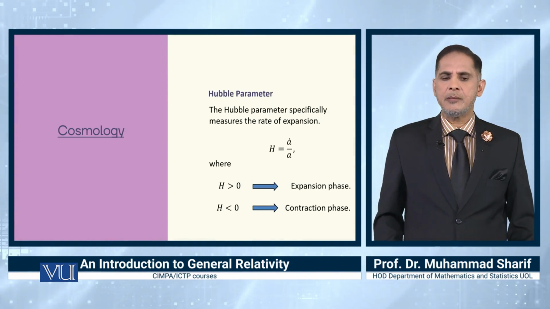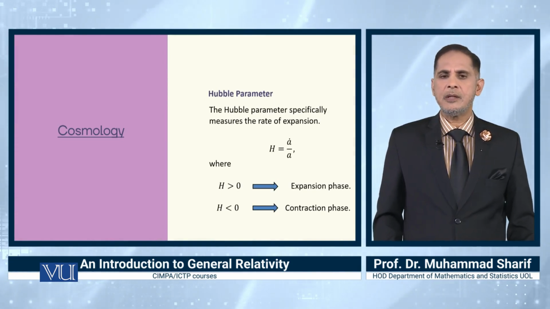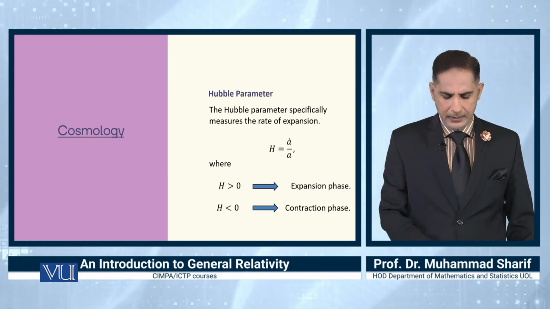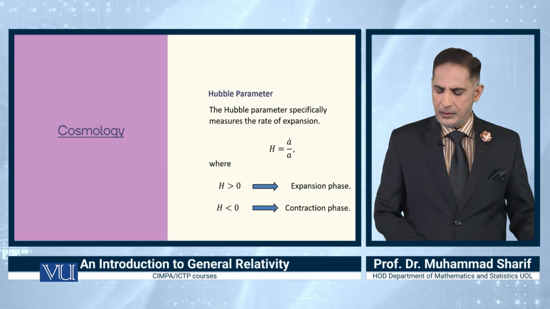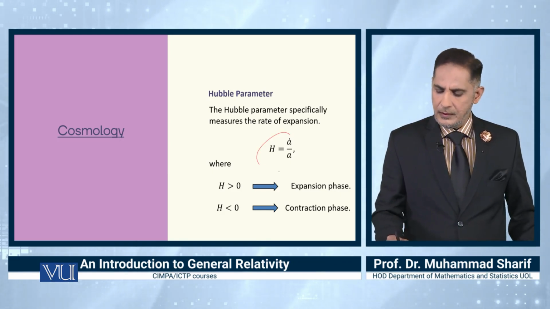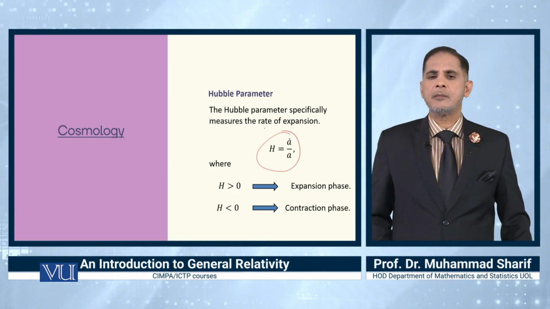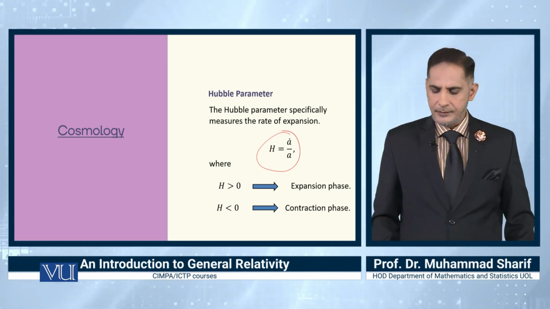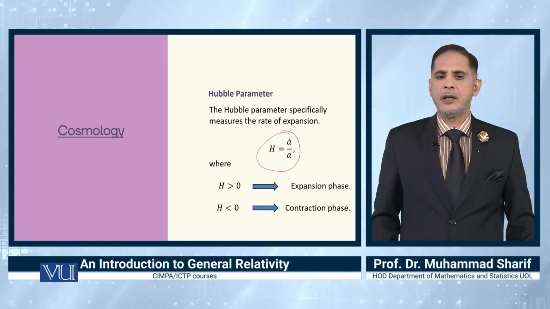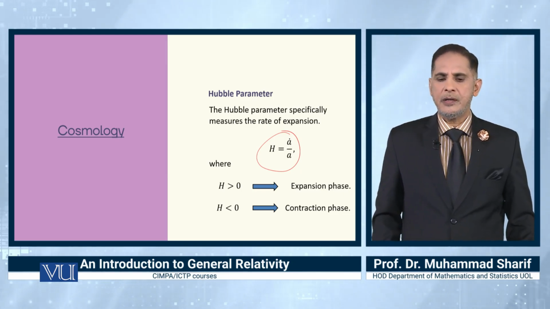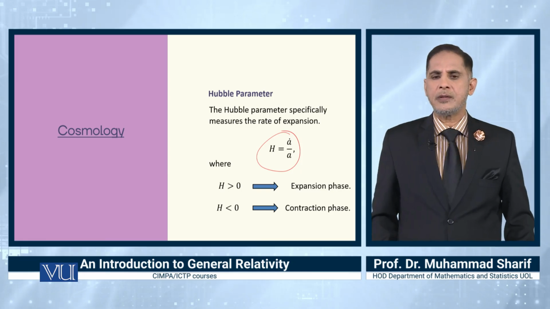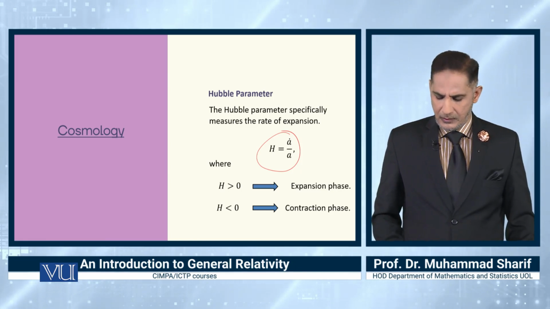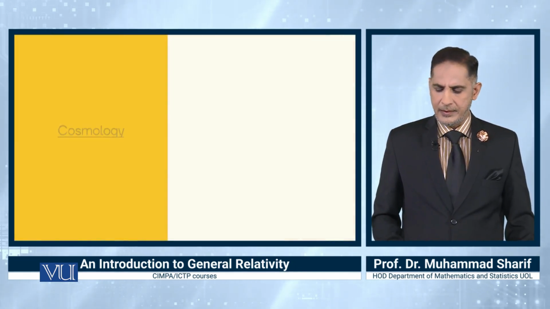Next is the Hubble parameter. This specifically measures the rate of expansion, and its mathematical expression is given here. You can see it has two possibilities: either it is positive or it is negative. It cannot be 0, because in that case the scale factor will become constant. So, when it is positive, we have the expansion phase of the universe, while when it is negative, it means it has a contraction phase of the universe.